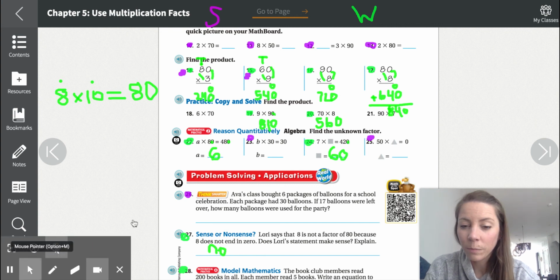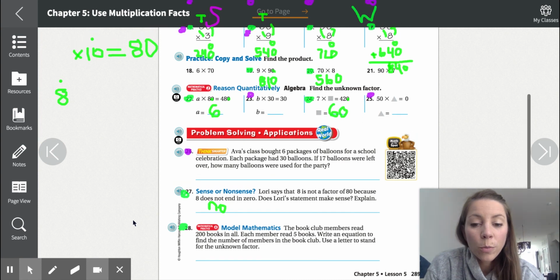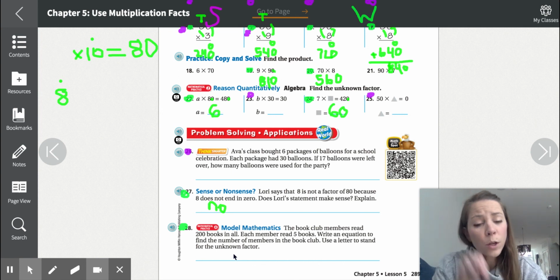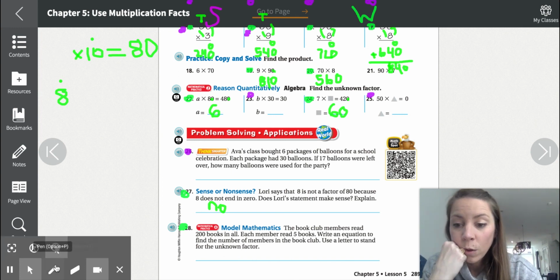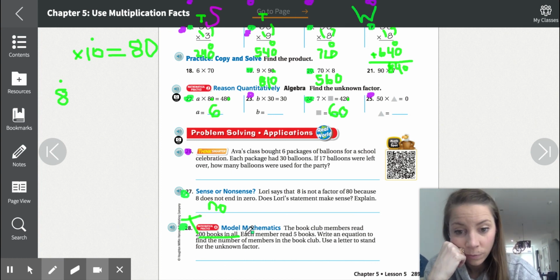Okay, last one. The book club members read 200 books in all. Each member read 5 books. Write an equation to find the number of members in the book club. Use a letter to stand for the unknown factor. So this is reviewing, again, I forget which lesson, if it was 5.1 or 5.2, where you put a letter in to show a part that you don't know yet, okay? So let's figure out the parts we do know. The book club members read 200 books in all, so that's the total. And each member read 5, so that's how many in each.